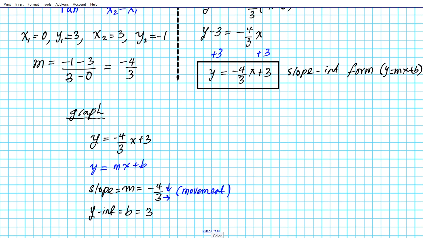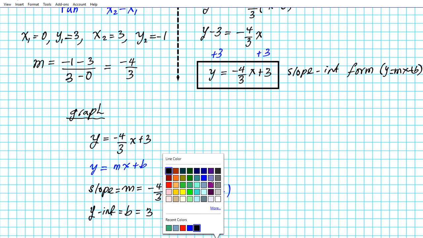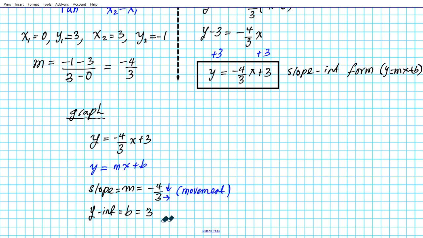On the graph, it's on the point, if you want to write it as a point, 0, 3. And think about this as your beginning. This is where you begin. Alright, so let's go ahead and graph the line.